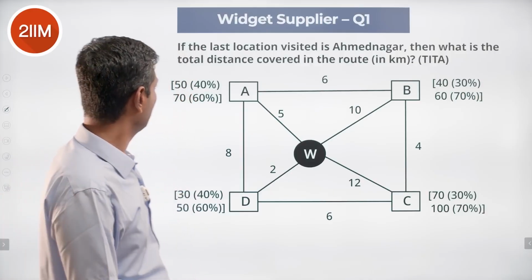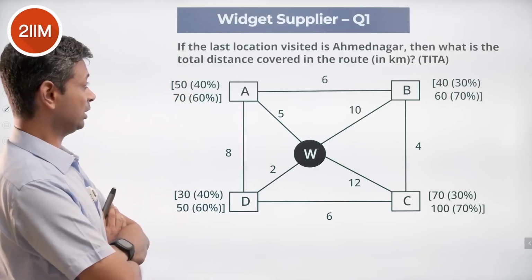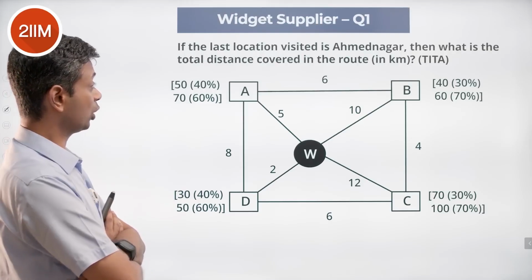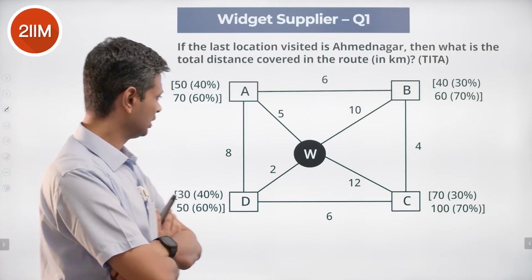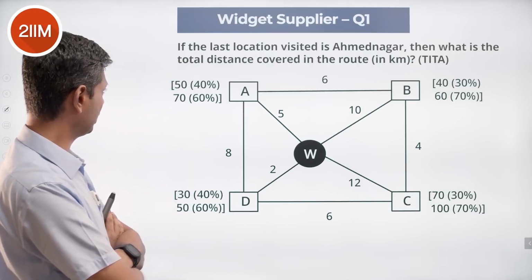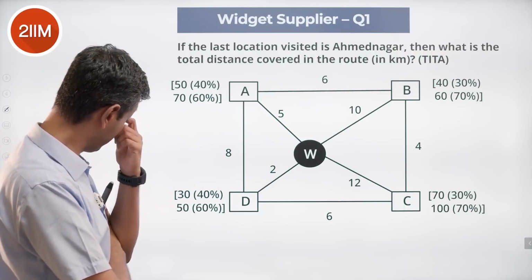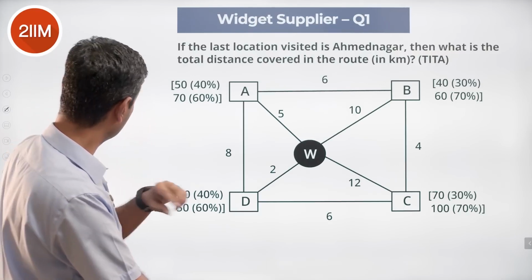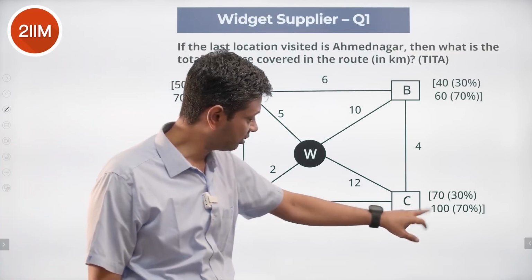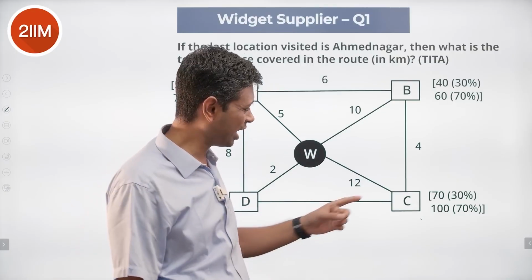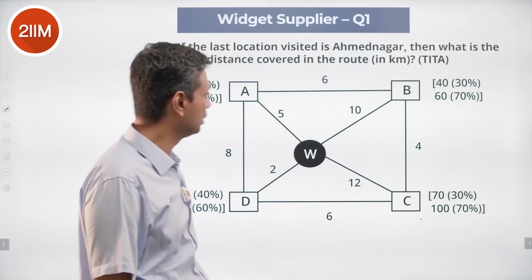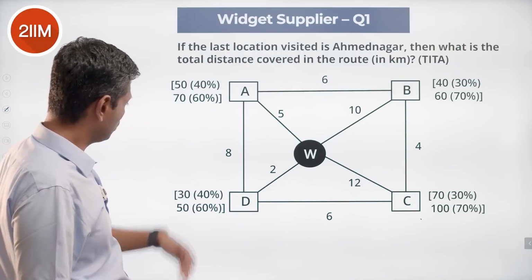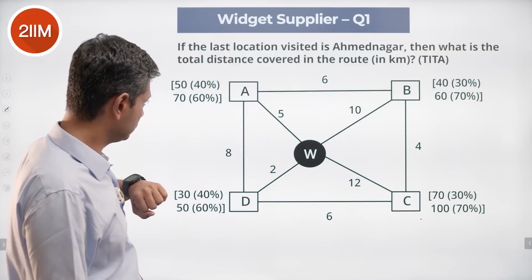Right? Nice. If the last location visited is Ahmednagar, then what is the total distance covered in the route in kilometers? And so, last location is Ahmednagar, 70 and 50. First of all, the numbers wise, 70 and 50, this is 170, this is the largest. Every chance that you will start with C. Right? And then move to one of the others, because that is 40 and 60.